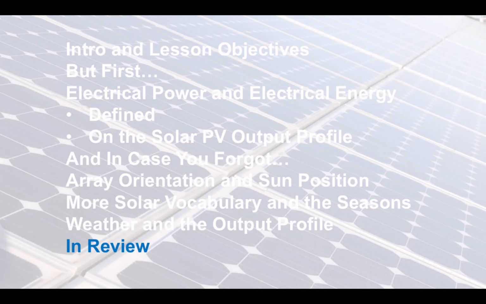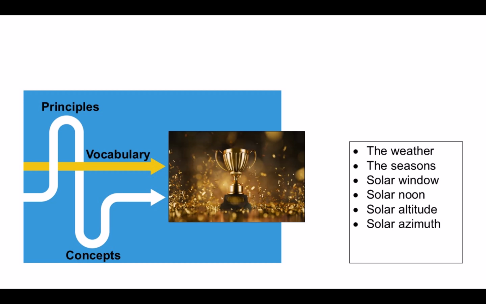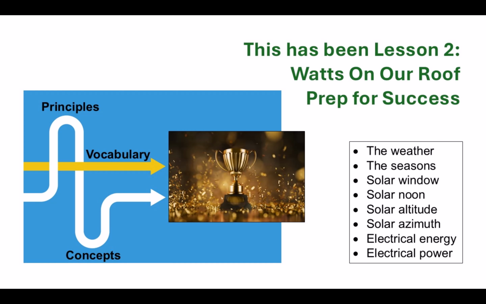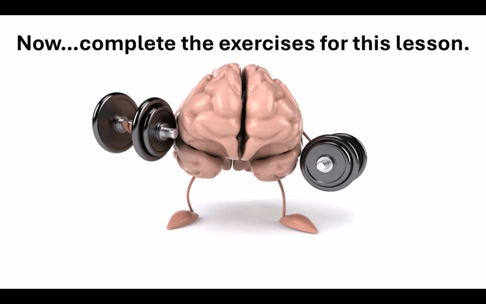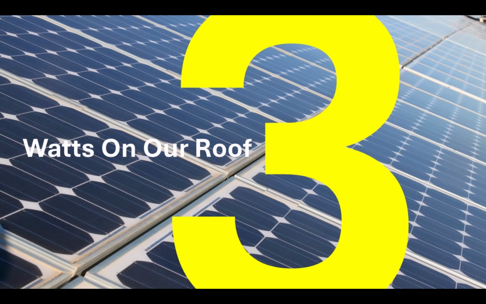In review: the weather, the seasons, solar window, solar noon, solar altitude, solar azimuth, electrical energy, and electrical power. This has been Lesson 2, Watts on Our Roof. Prep for success. Now, complete the exercises for this lesson. Then move on to Lesson 3 of Watts on Our Roof.